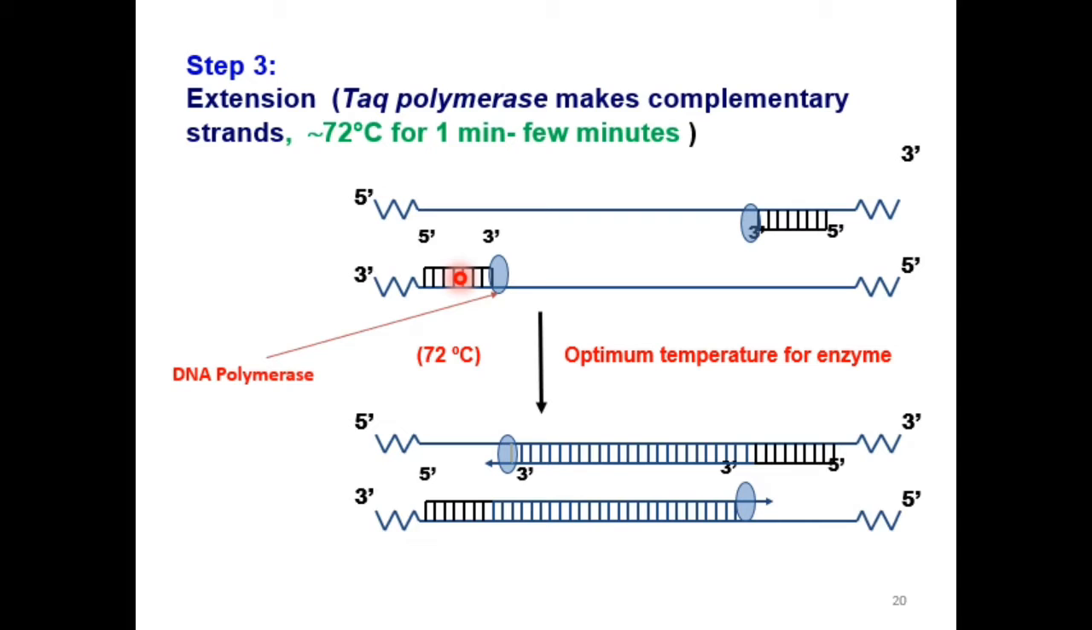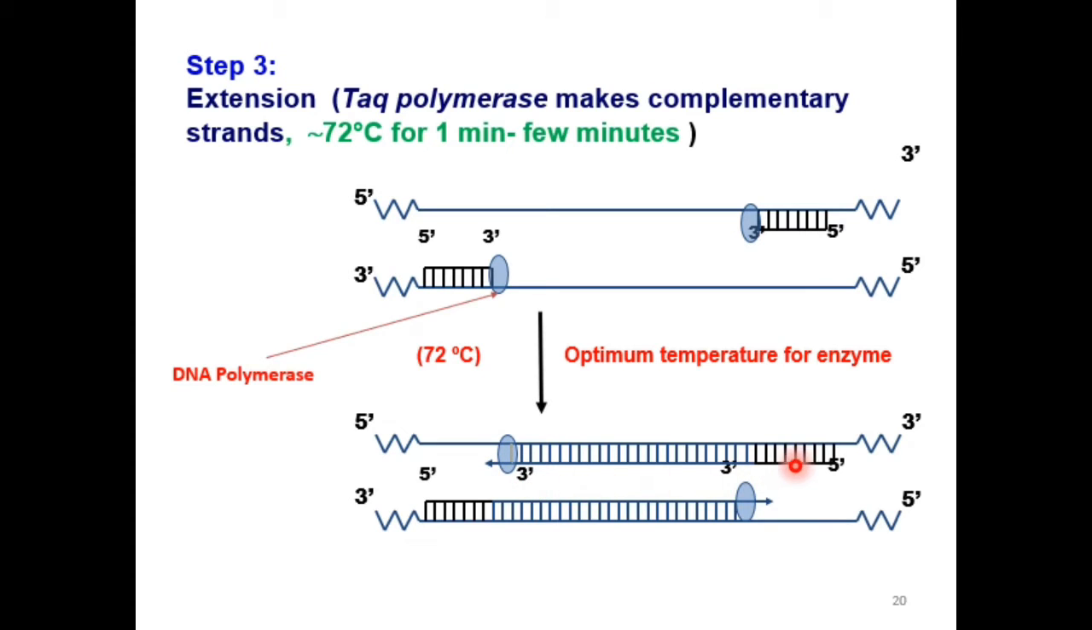Just now we said that the DNA and the primers anneal to each other in the annealing step. So now in the extension step, the DNA polymerase will come and attach at the end of this region, and it will start to extend this sequence by adding the nucleotides one by one.